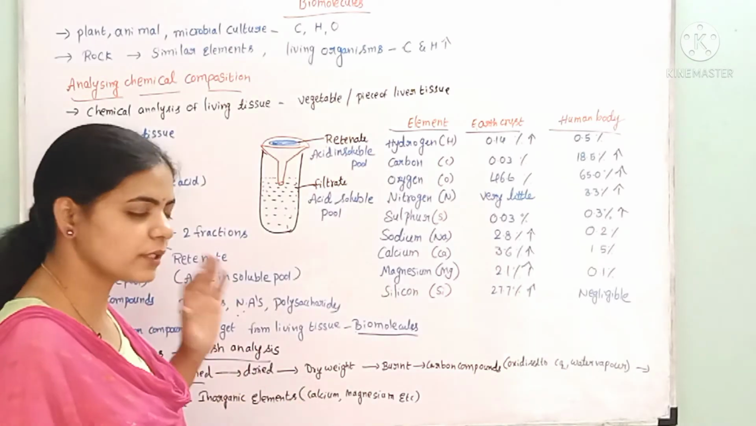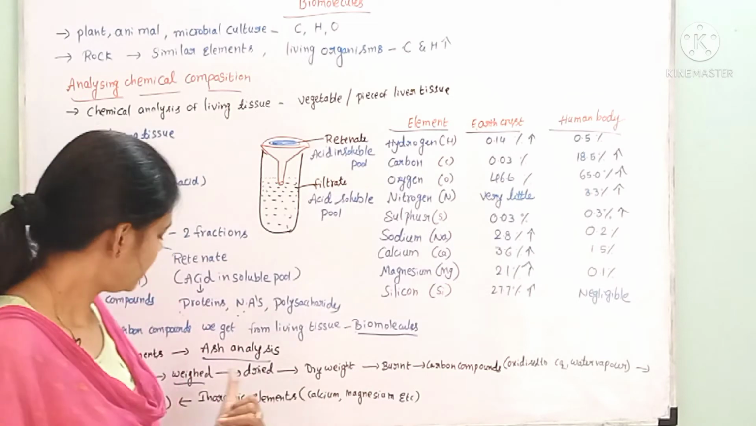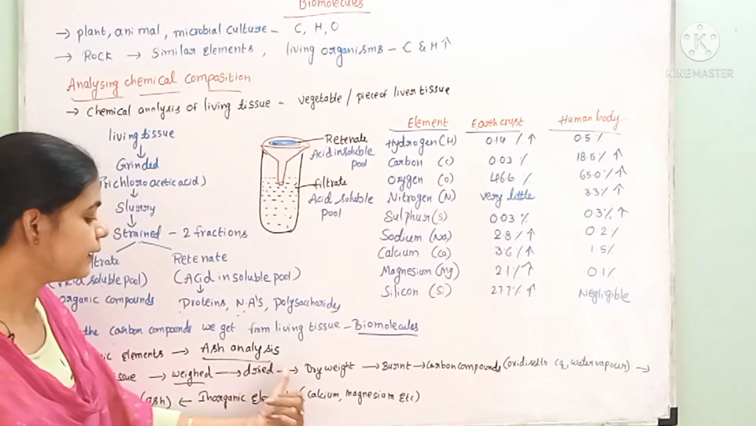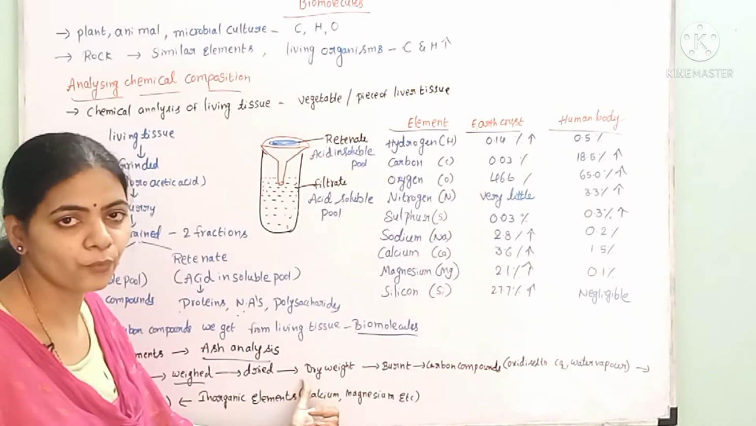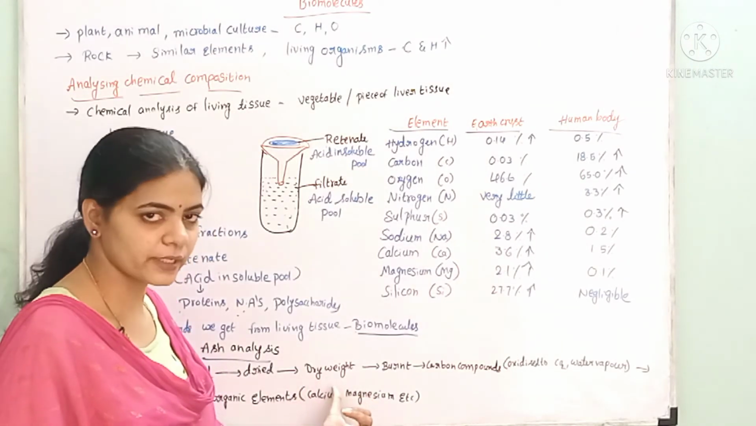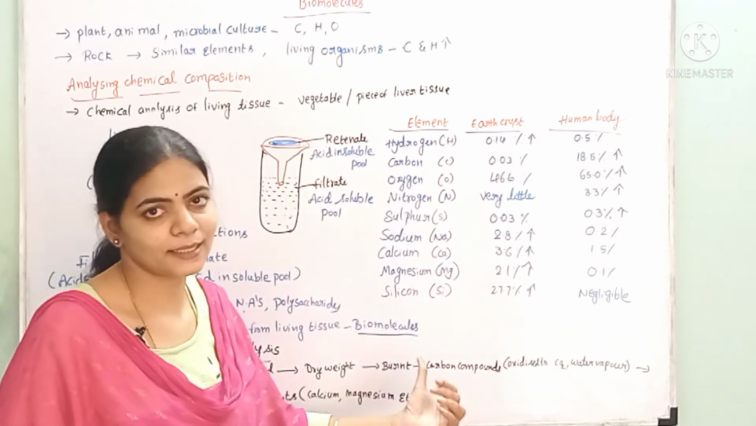After complete drying, the dry weight of the tissue is again measured. Here we have weighed along with water, that is called wet weight, and then here we have removed the water, and after that we have measured the weight, that is called dry weight. After measuring the dry weight, the tissue is burnt completely.